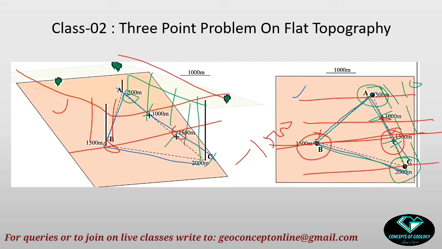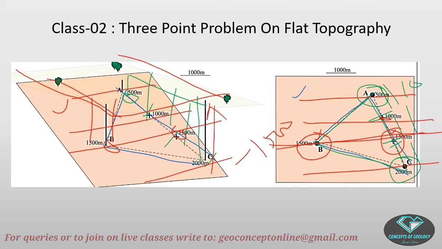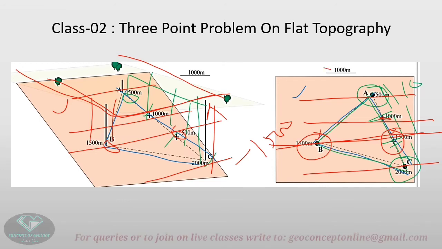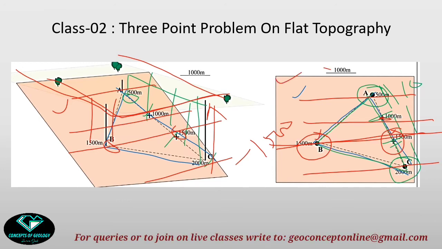So this is the procedure to draw the strike lines in a map. What I have actually done is, in the inclined plane, I have drawn this strike line, this strike line and this strike line, and I have projected these strike lines on this horizontal plane, and I am getting this view. This is the map view.